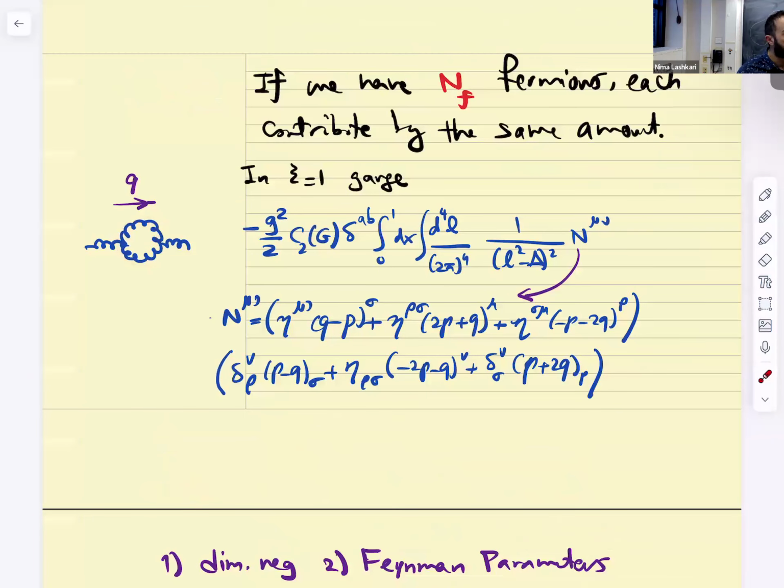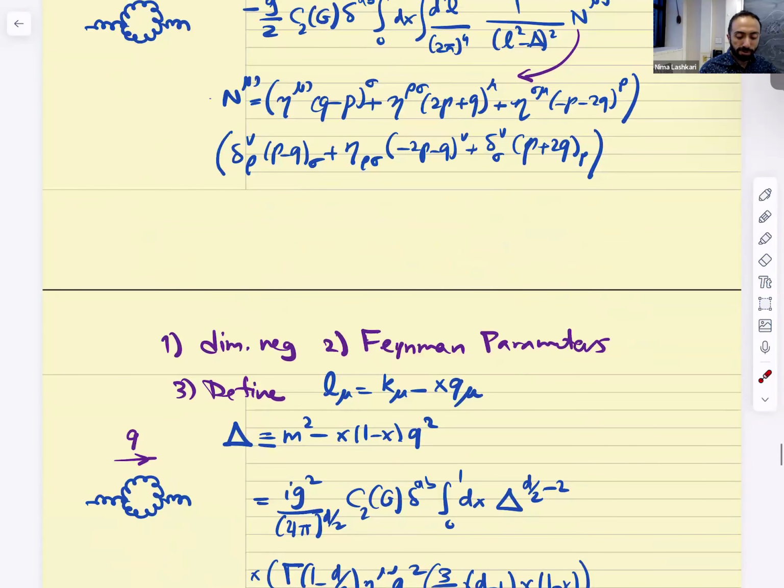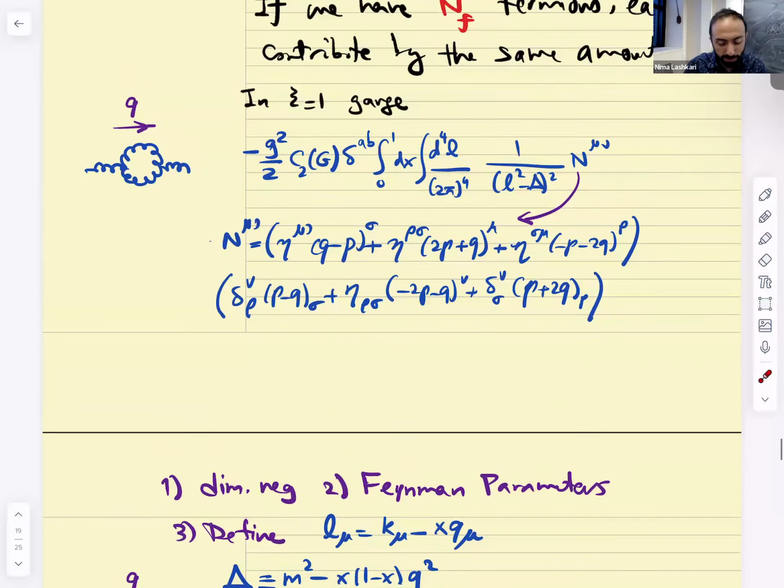The other diagram is the 3-point function of this. You will go through the pain of calculating this in your homework. This is the form of it. Again, the same 3 steps: dim reg, Feynman parameters, define this variable and these variables. Hopefully they're familiar. The one extra trick that we played was that delta is symmetric under x going to 1 minus x. We used that to argue that some of the terms vanish. All right, so this is the expression.